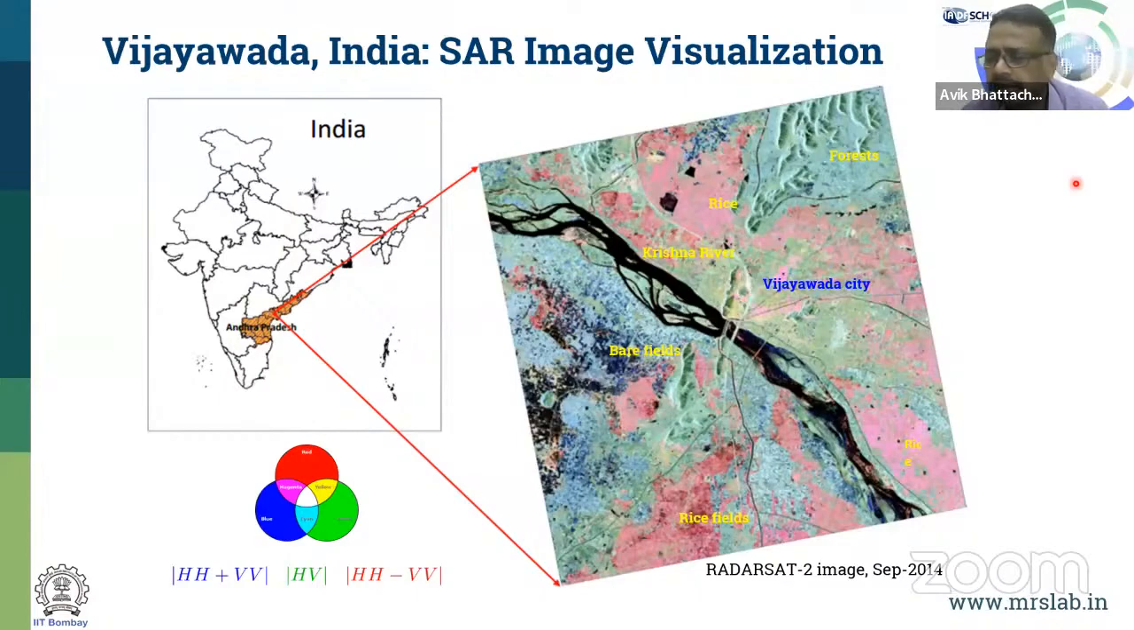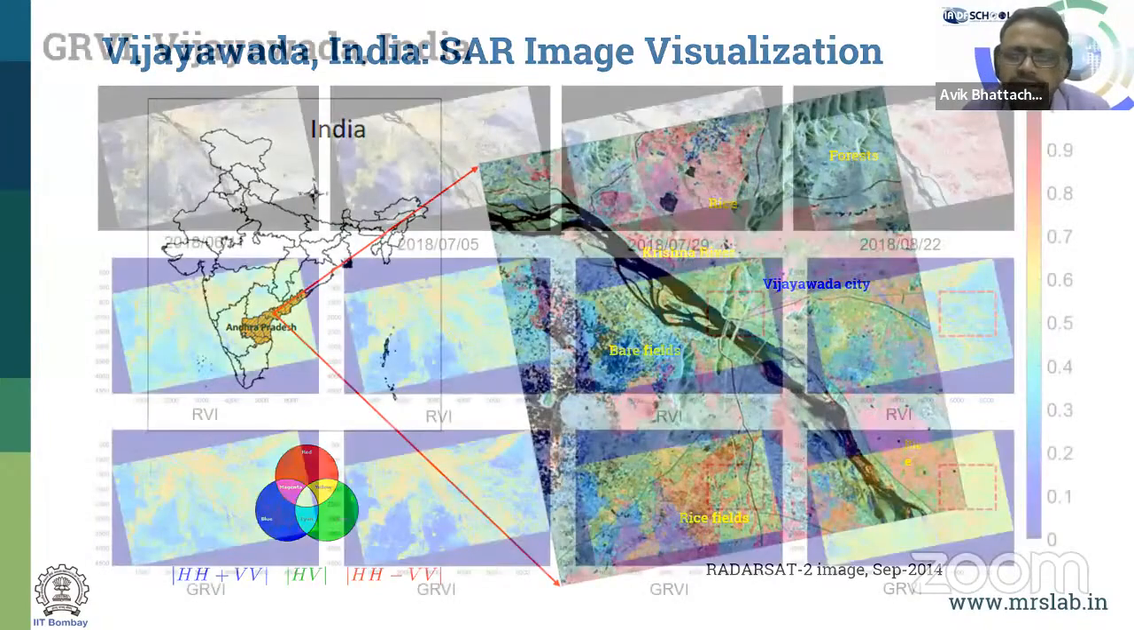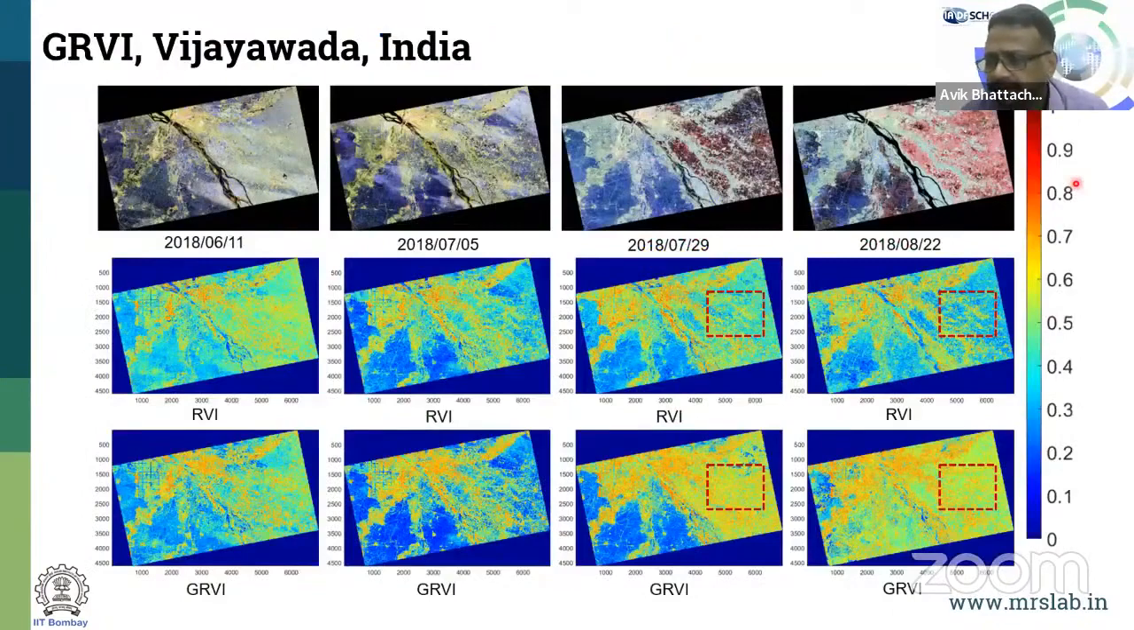You can see this area is cultivated with paddy. The idea is to see some parameters which can be derived from full polarimetric SAR data, which is equivalent to what has been developed earlier as a radar vegetation index. Radar vegetation index, as we see, has its own limitations and problems. So we went on to give something which is called the generalized radar vegetation index.